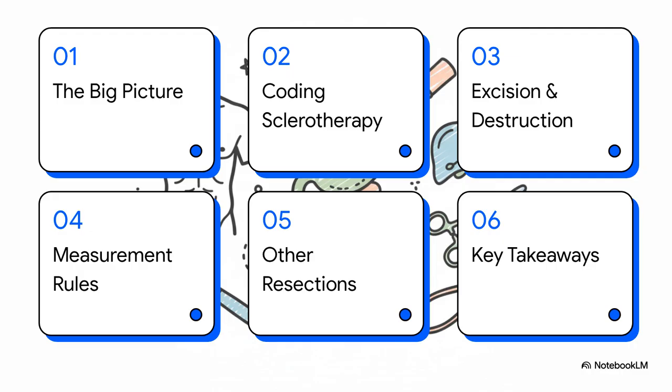And here's our game plan for this explainer. We're going to start with the big picture, get our bearings, and then walk through each key part one step at a time. We'll start with sclerotherapy, get into the core excision codes, and really dig into the super important measurement rules. Then we'll wrap it all up with a checklist to make sure it all sticks.